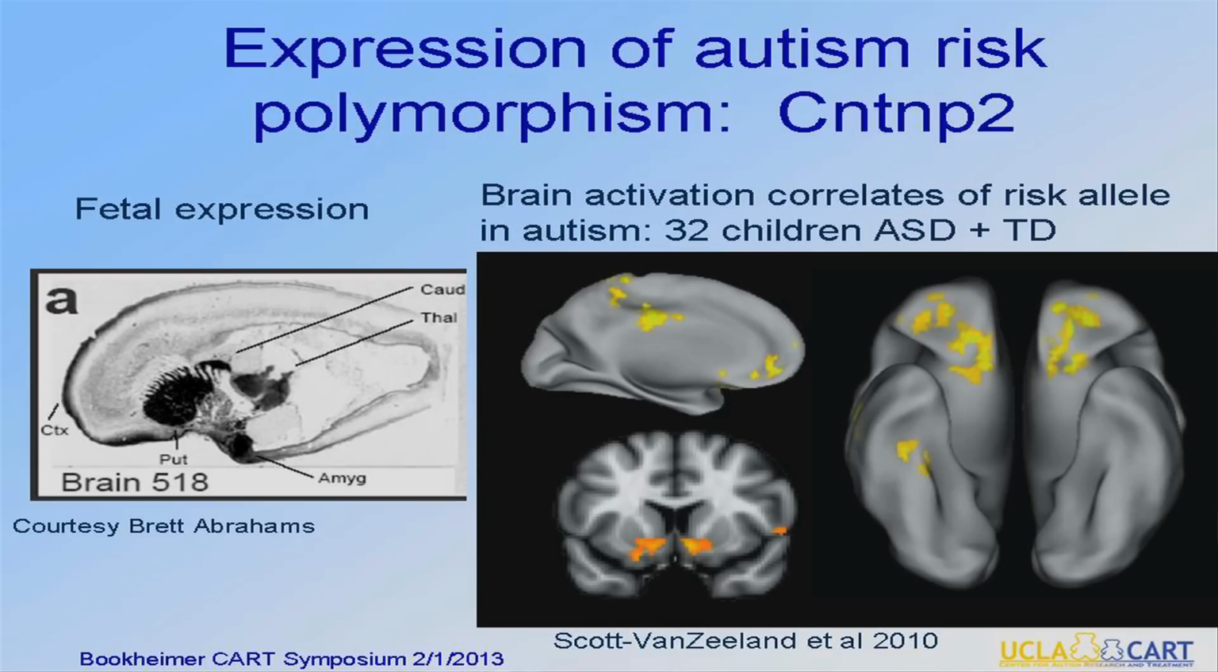And so one of our former graduate students, Ashley Scott, brought in two groups of children. First, a group of kids with autism and children age matched without autism. And then she replicated the study on a much larger group of children who were just typically developing children.